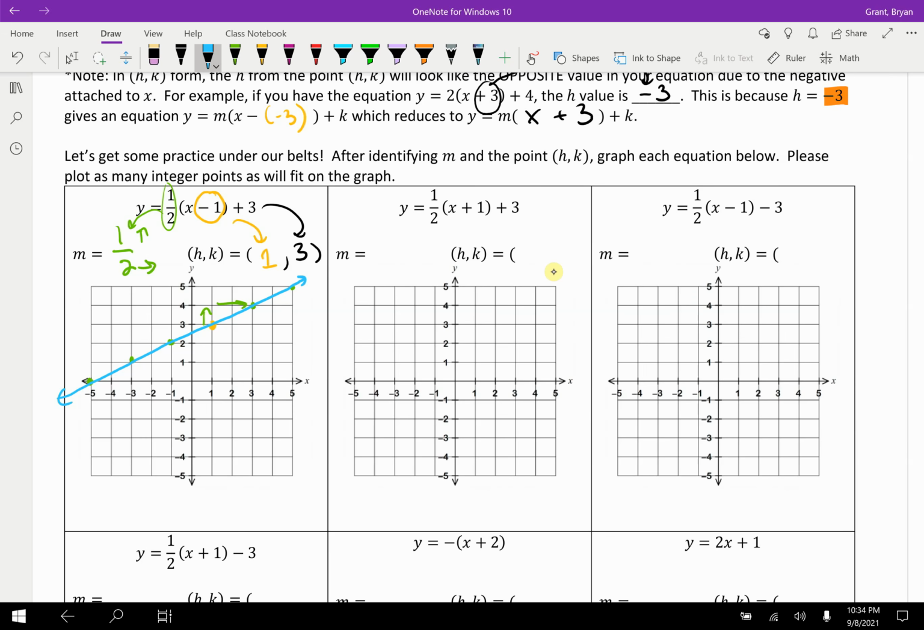We should double check this slope is positive. My line has a positive slope. It's not very steep because 1/2 is not a very big number.